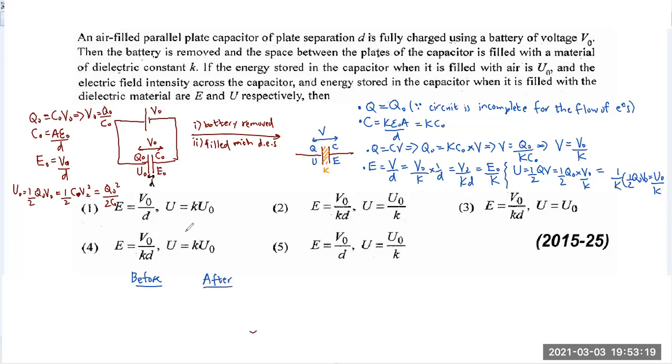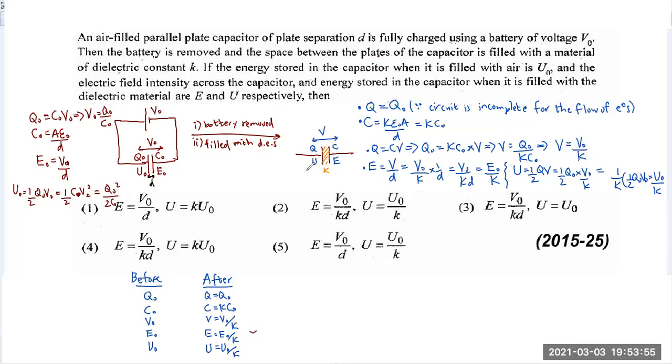So for this particular case, before, Q naught here, and here it was C naught, then V naught, and then E naught, and then U naught. These were the quantities. After, the new charge was Q naught itself, no change, and the new capacitance was K C naught, and the new voltage is V naught divided by K, and the new electric field intensity is E naught divided by K, and the new energy stored in the capacitor is U naught over K.